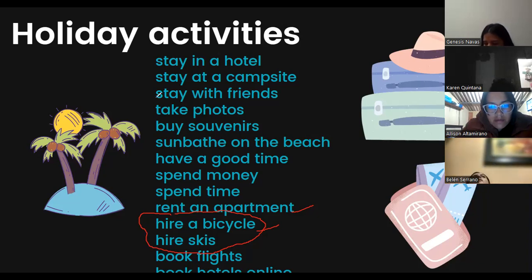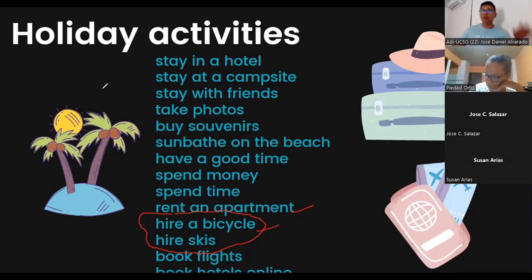Y finalmente teníamos, que lo puse en el chat, book flights and book hotels online. So, ¿qué significa book? What is book? En este caso sería reservar. Exactly. Very good, Jose. Book, sabemos que significa libro, pero como verbo significa reservar, ¿ok? Si yo reservo un vuelo, digo, I book a flight. Si reservo un hotel, digo, I book a hotel, ¿ok? So, it's very useful. Cuando viajen, esa palabra, it's very, very useful. Book hotels, book flights.